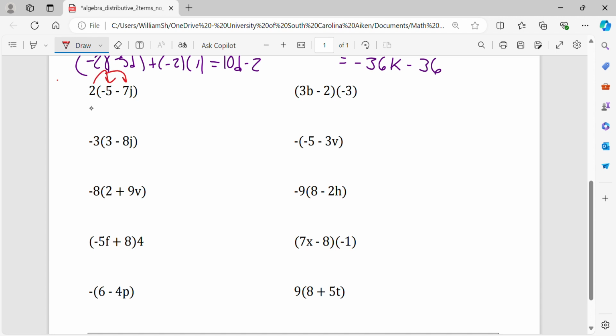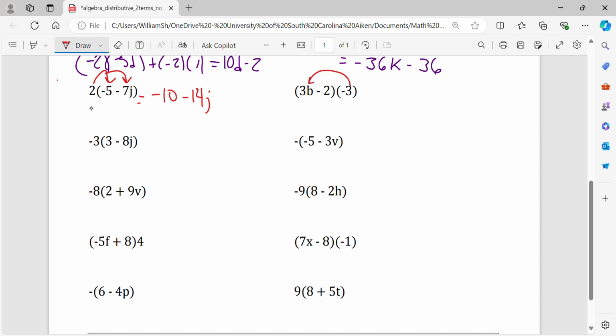So I'm going to distribute this 2 here to this -5. I'm going to distribute the 2 to the -7j, because the whole thing here says 2 times -5 times -7j. Now, 2 distributed to the -5 gives me -10. 2 distributed to the -7j gives me -14j. Boom. There you go. You have your answer. On to the next one.